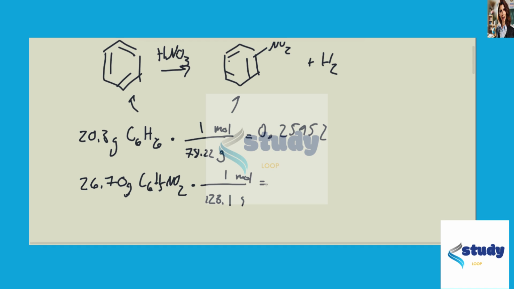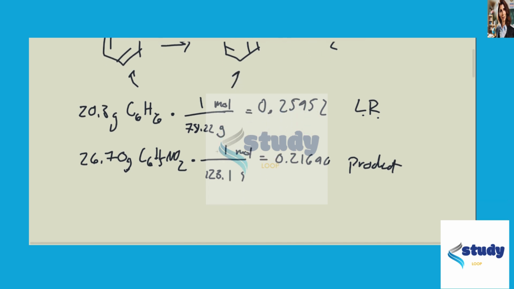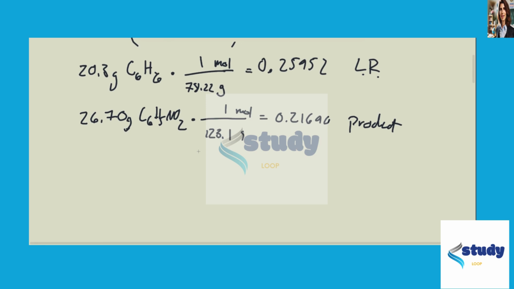So let's calculate this real quick. 26.70 divided by 123.1. You get 0.21690. Okay. Right, so we've got moles of product and then moles of limiting reagent. That's all we needed to figure out the percent yield, right? We just put product over limiting reagent. If you get a number bigger than 1, you probably did it backwards. Just a warning there.